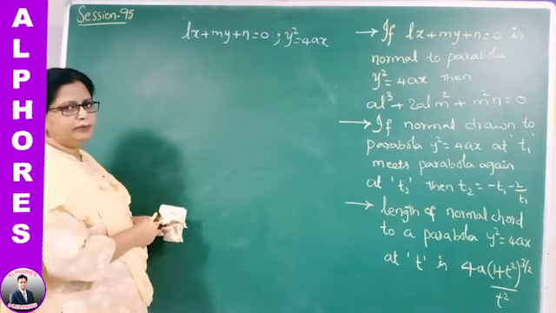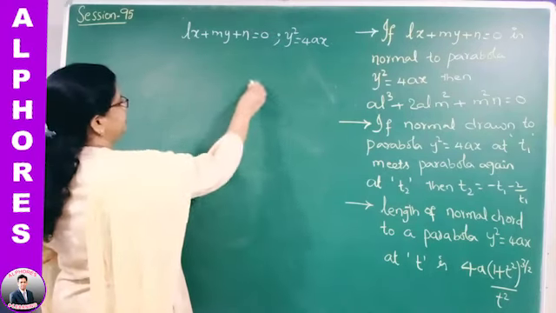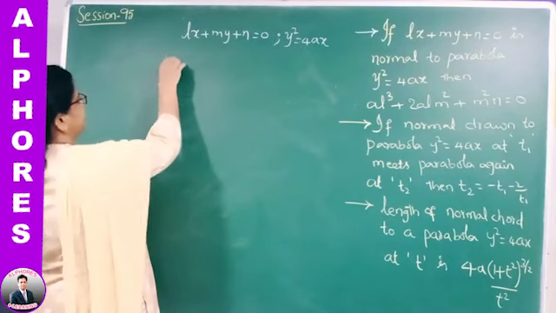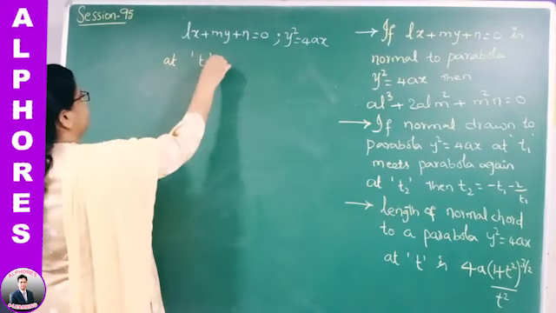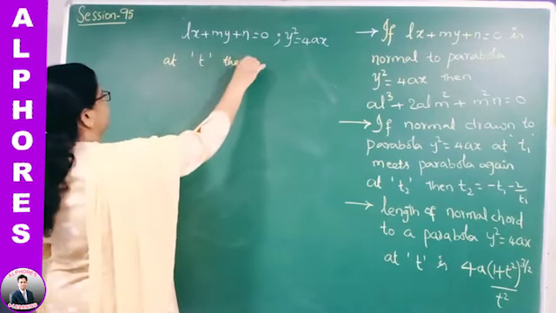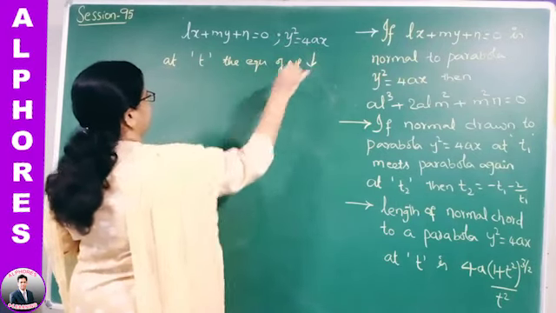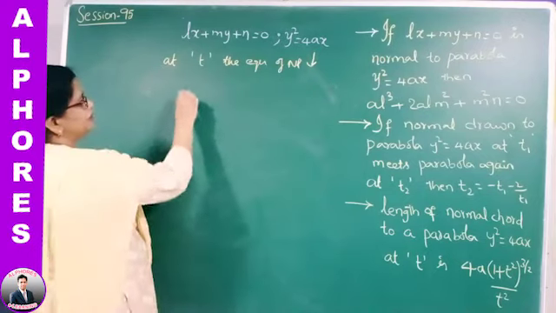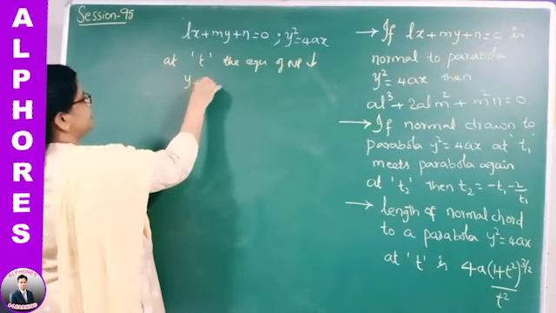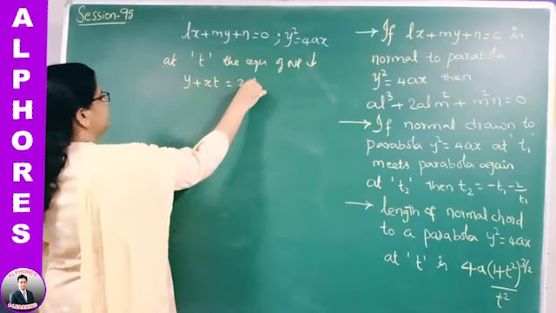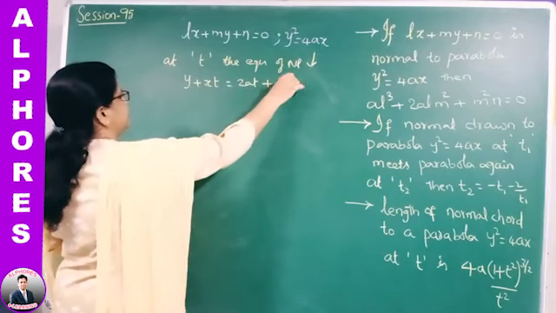Now what is the approach actually? The approach is nothing but here we write the equation of normal at t to the same parabola, and what is our formula, students? y plus xt is equal to 2at plus at cube. You can make use of any formula.